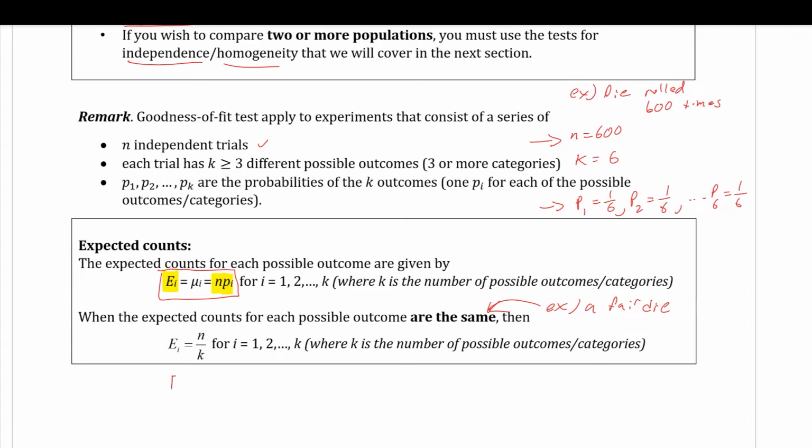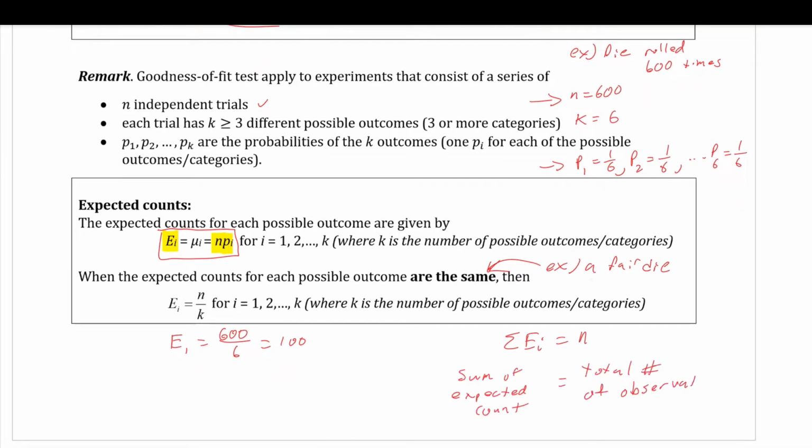So, for example, the expected counts here would be n, which in our example was 600, and k was the number of outcomes, 6 sides, and we get 100. That's how many outcomes we expect for each one of the sides: 100, 100, 100, 100, 100, 100. I do want to add one extra piece here that I didn't put into the notes. The sum of all the expected counts should always add up to the total number of observations. Again, right now it seems a little abstract, but once we do an example, it'll make more sense.